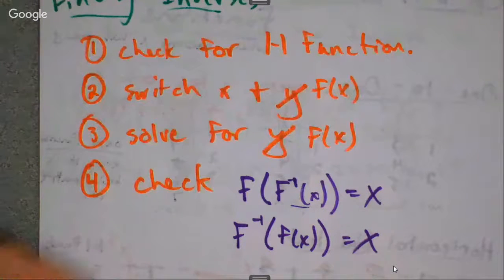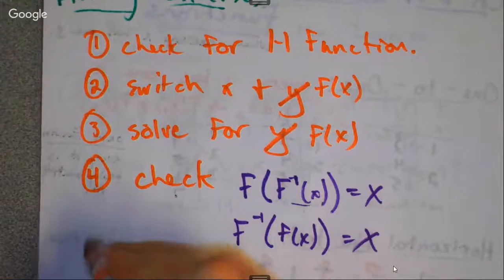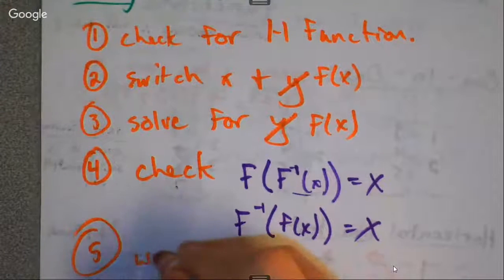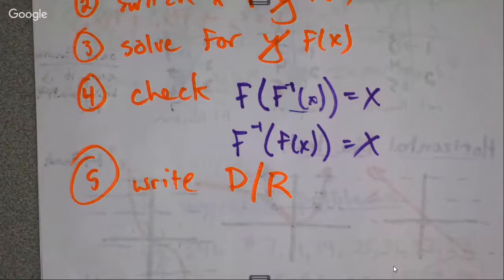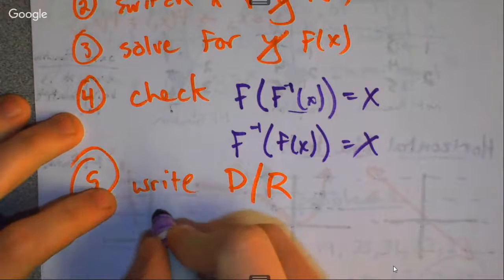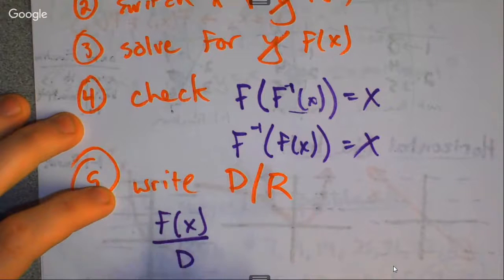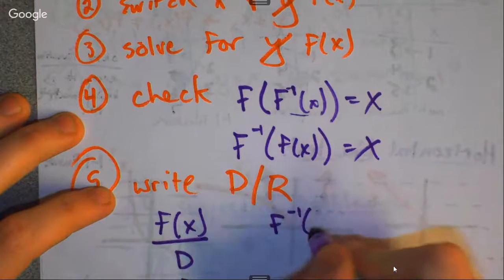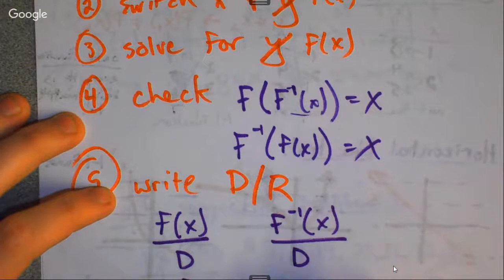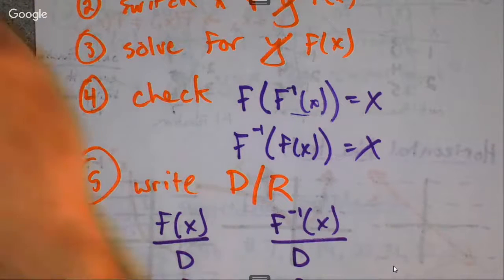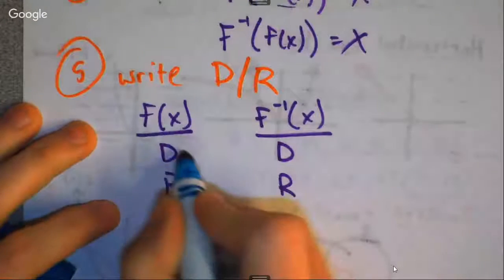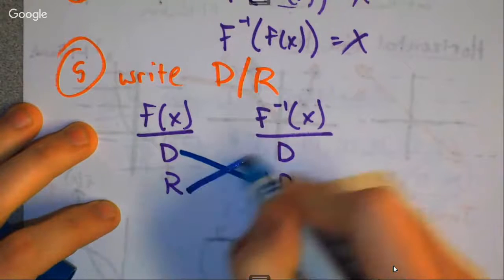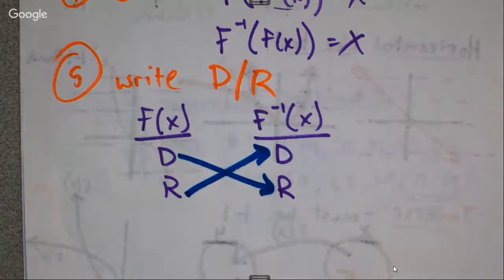And the last thing is domain and range. Now remember what happened to the domain and range. If I have f of x here, domain and range. If I have f inverse of x, domain and range. The domain of your original function becomes the range of your inverse, and the range here becomes the domain over there. It's just a simple switch of your domain and your range.